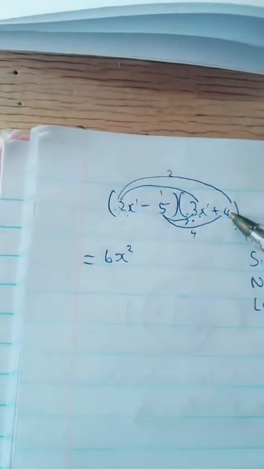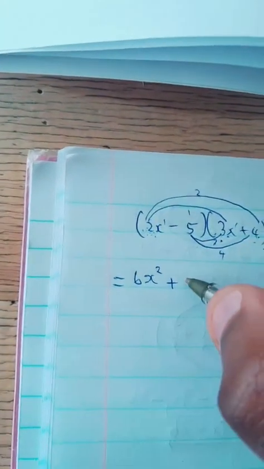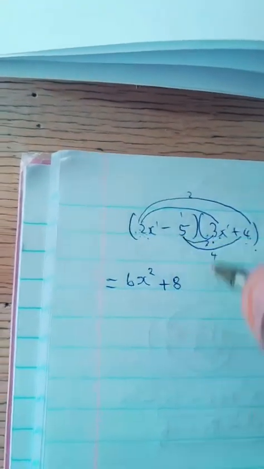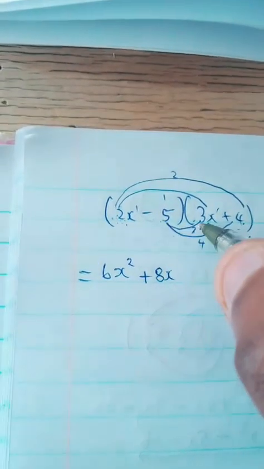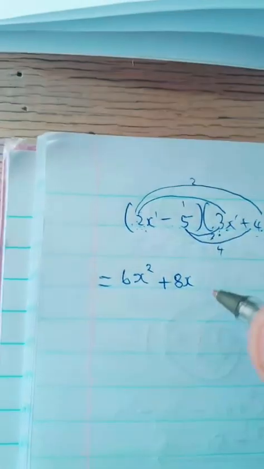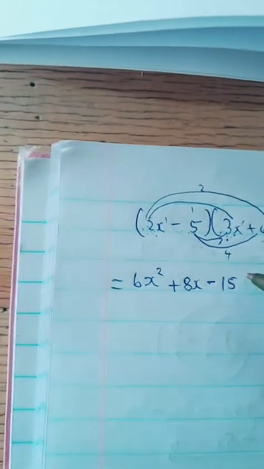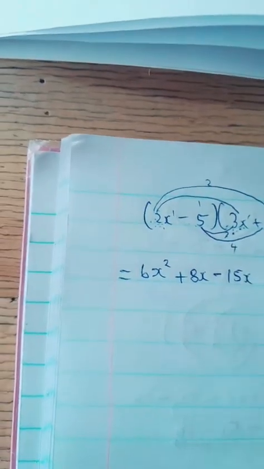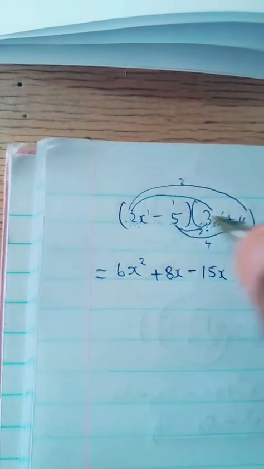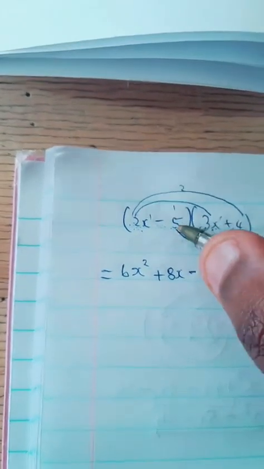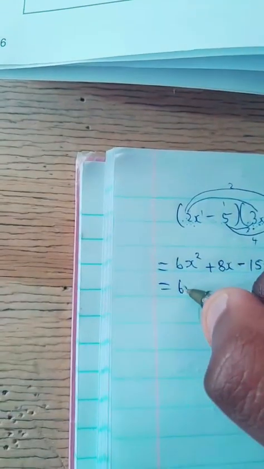2x times 4 now. Positive times a positive, positive. 2 times 4, the number, 8. x is combined to the 8. Negative 5 times 3x. Negative times a positive, negative. Number, 5 times 3, 15. Letter, x next door. Then lastly, negative 5 times positive 4. Negative times a positive, negative. 5 times 4, 20.